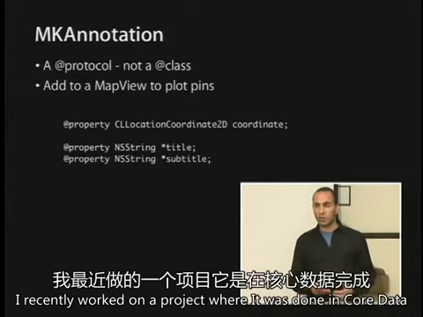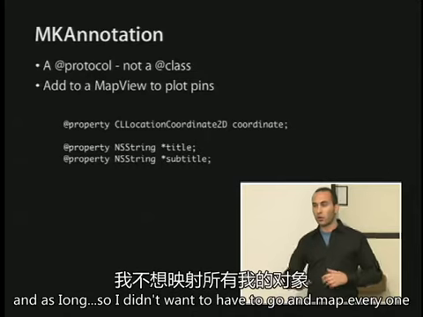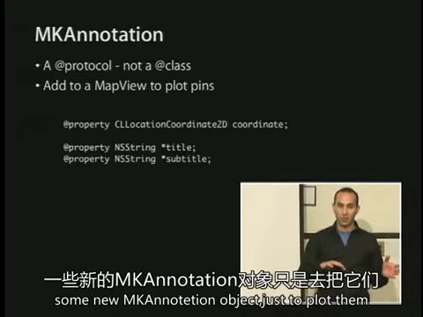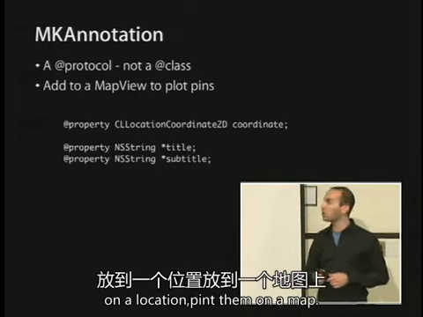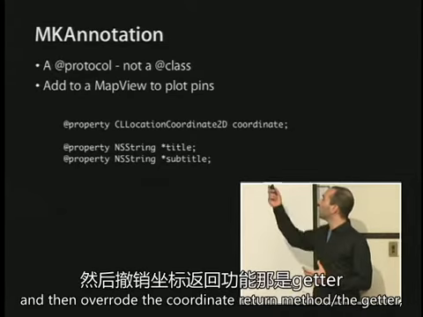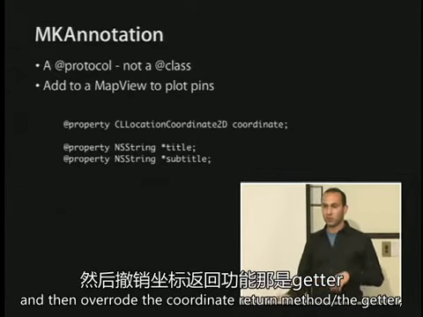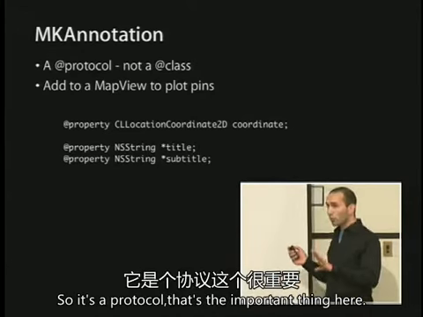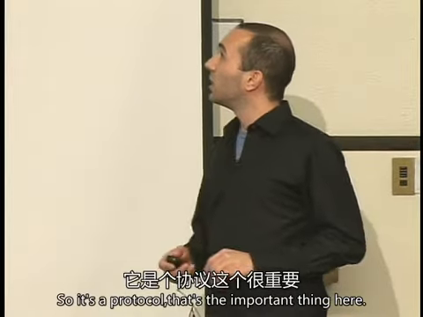I recently worked on a project where it was done in Core Data, and I didn't want to map every one of my objects to some new MKAnnotation object just to plot them on a map. I just used the objects themselves and overrode the coordinate getter, and returned the appropriate location. So it's a protocol. That's the important thing here.